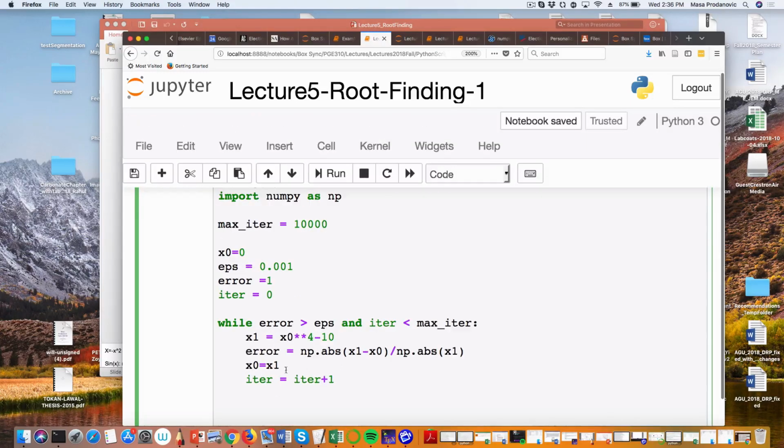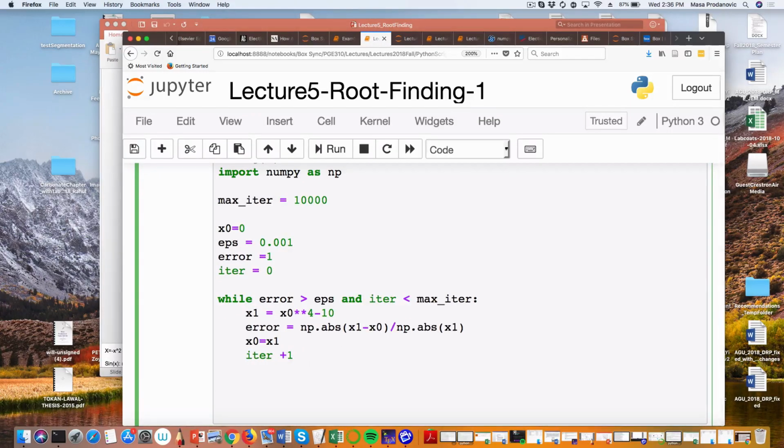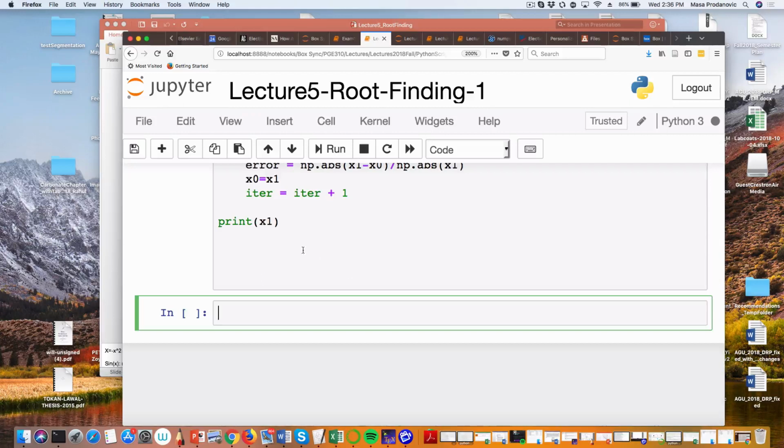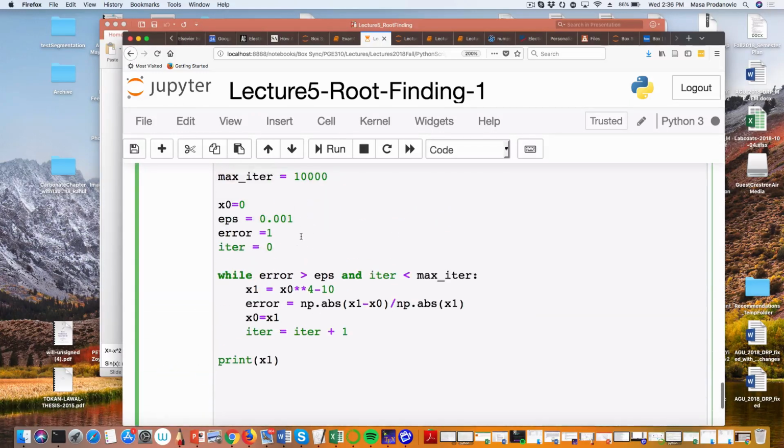I am making a point of writing this fully, but you can actually do this in Python just to shorten your writing. But I'm not here for the shortness of writing. I want it to be clear what it's saying. But if you want to shorten your writing, you can. So let's see where this goes. I'm going to, at the end, print my x1. Let's see the moment of truth. Nothing.